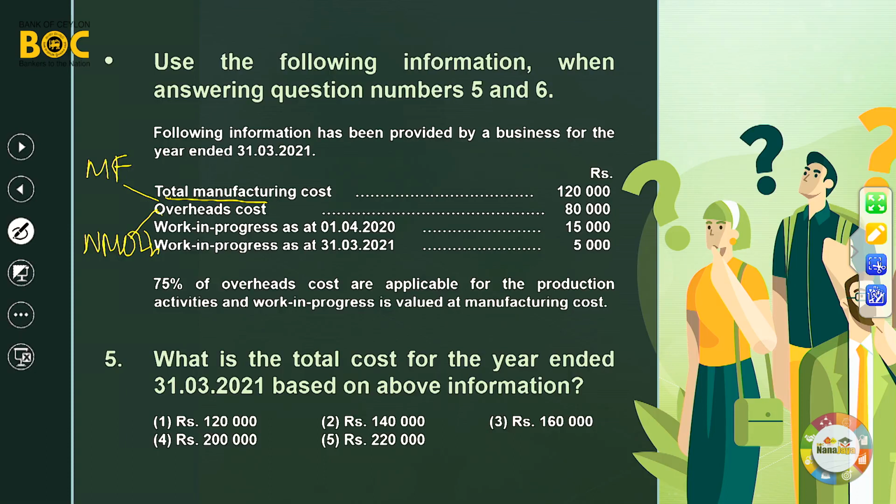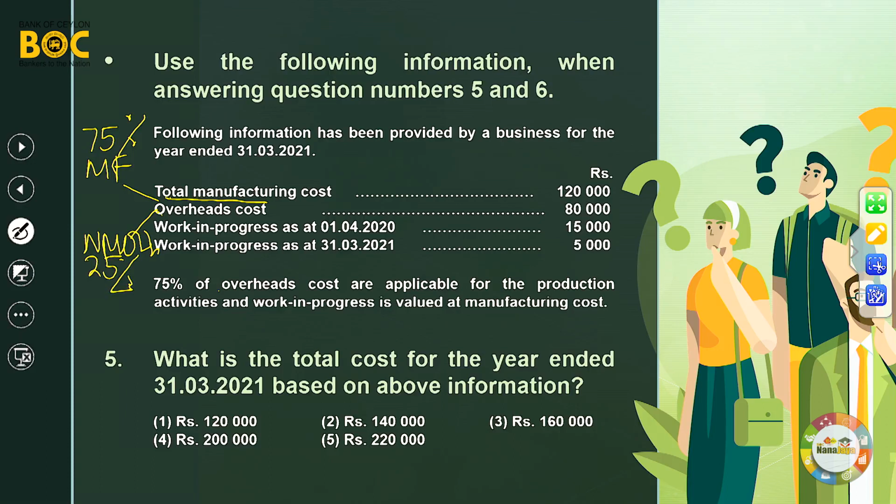75% of production costs are applicable for the production activities. This overhead expense, 75%, is for production activities, and work in progress is valued at manufacturing cost. Out of the production overhead of 80,000, 75% is applicable for manufacturing activities, then the rest 25% should be non-manufacturing cost.